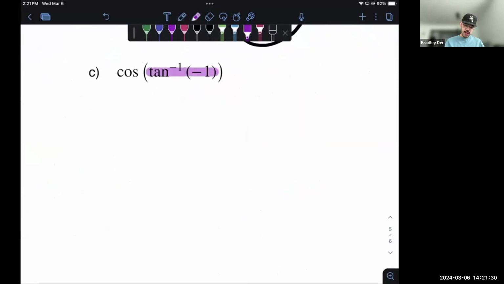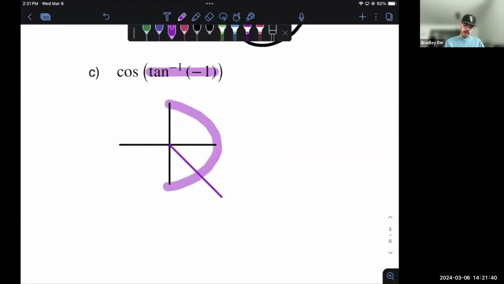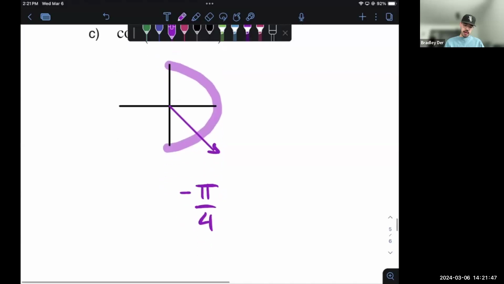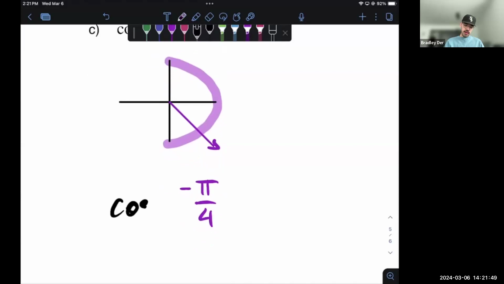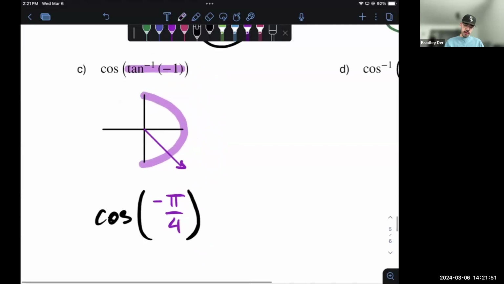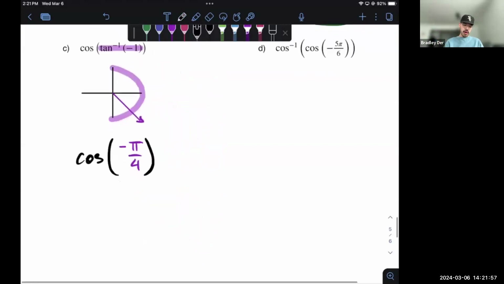Inverse tangent of negative 1. Inverse tangent, we're looking at quadrants 1 and 4. Tangent value of negative 1 is going to happen at the angle measure of negative pi over 4. So now I'm looking for cosine of negative pi over 4. Right? So just inside out, taking it one step at a time. Cosine value of negative pi over 4 would be root 2 over 2.